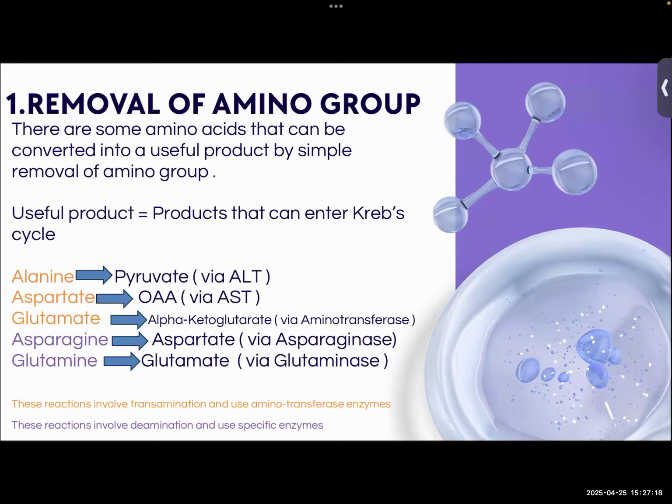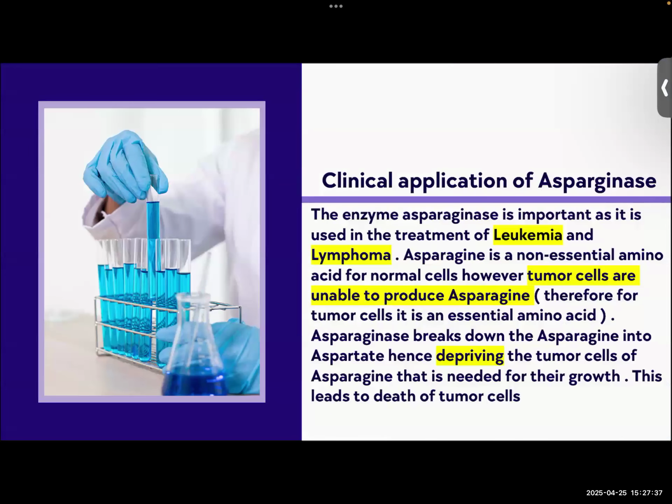And these use specific enzymes that are named after the amino acids. Again, there's not much I can do to simplify this. You just need to remember the 5 amino acids that follow this degradation pathway, what they're degraded into, and the enzymes responsible. And again, there's been questions on this in the past. So yeah. Now, there is one clinical tie-in, which is asparaginase.